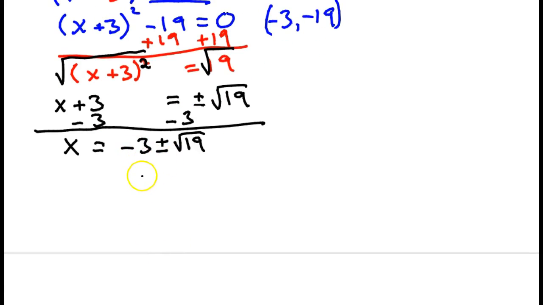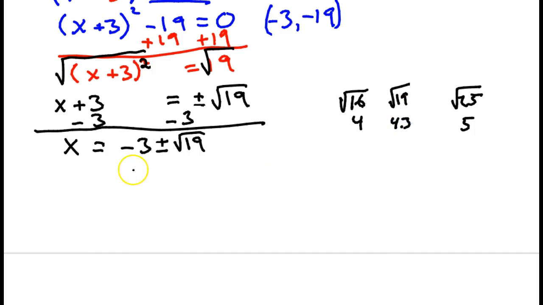Now, if you wanted to, you can type in a calculator and find out what square root of 19 is, right? And you can also approximate it. So if you know square root of 16 equals 4, and square root of 25 equals 5, right? Square root of 19 is kind of close to here, right? So it's going to be around, let's say 4.3, maybe 4.2. So if you want to get some approximate answers, we could make this a decimal or just put it in a calculator. And you can get your two answers to be like 1.3 and negative 7.3. If we add one of them and then subtract the other, we'll get these two decimals.